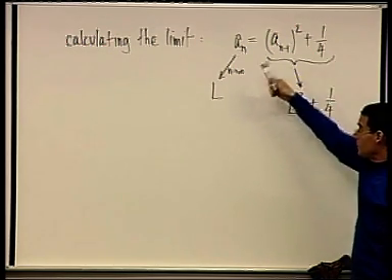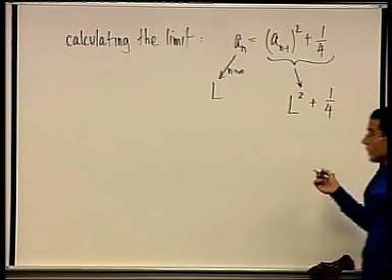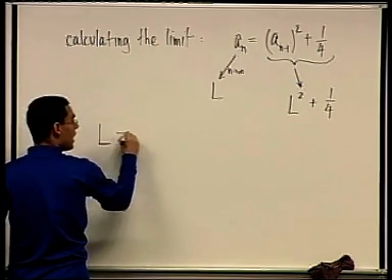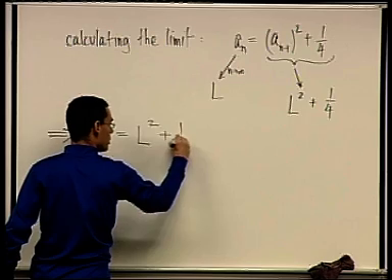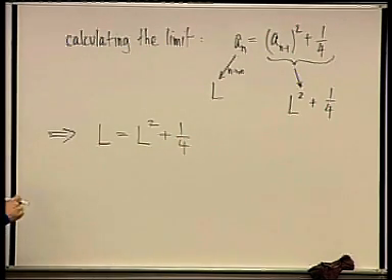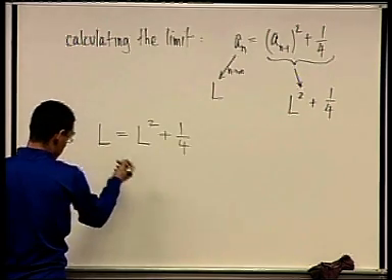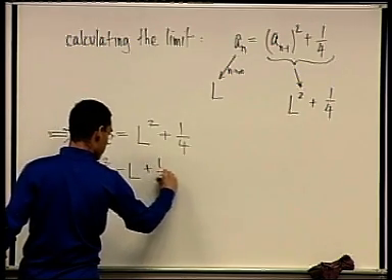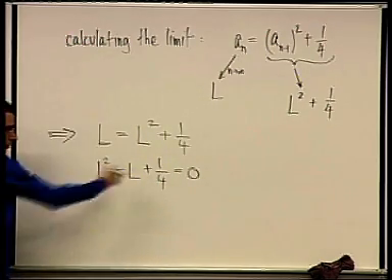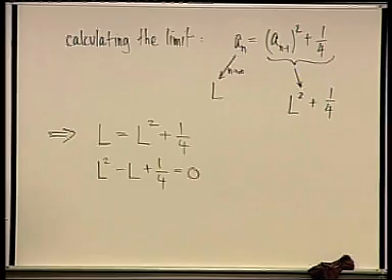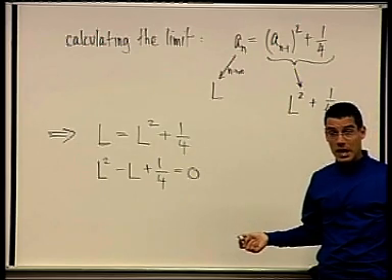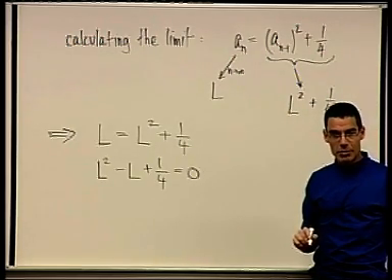And if they're equal, these are going to be equal. So from the recursive formula, we learn that L equals L squared plus 1/4. Whatever the limit is, it's going to have to satisfy that. Okay? So what? L squared minus L plus 1/4 equals 0, right? Now it's just a quadratic equation. The variable is L rather than X, but we can handle that, right?